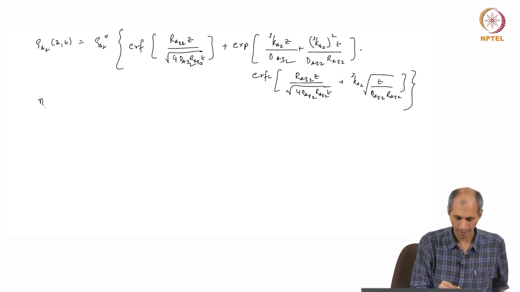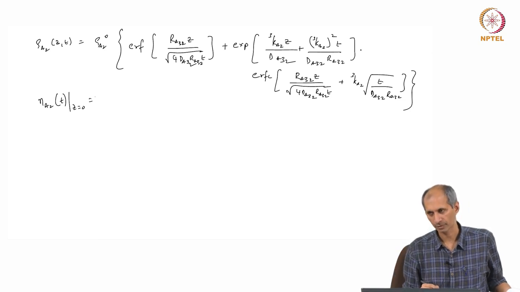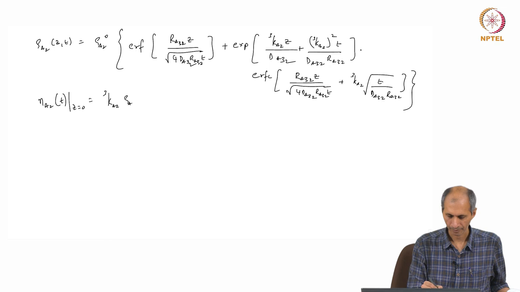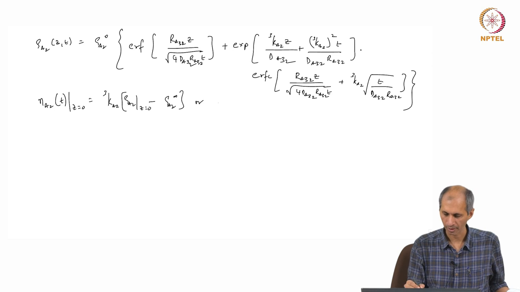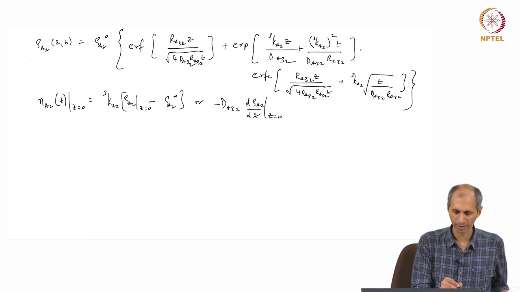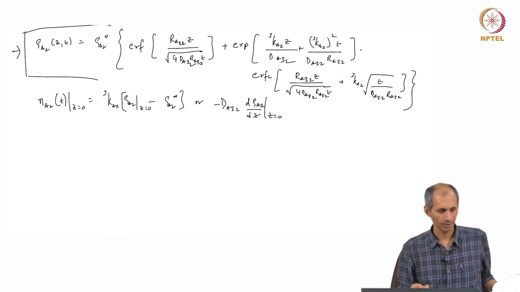And the flux is again given by, it is a function of time, a flux at z equals 0, we are interested in the surface flux. Okay. At z equals 0, you can either write it as K23 into rho A2 at z equals 0 minus rho A2 infinity, or minus dA32 into d rho by dz at z equals 0. So, either of these things. But you need to solve this equation in order to get the flux.